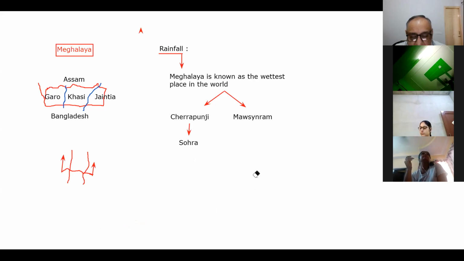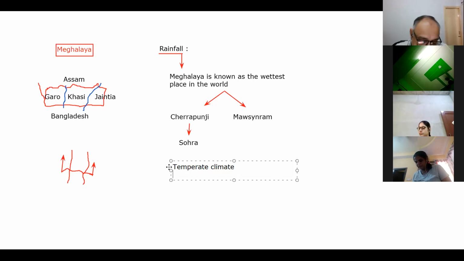So Sohra, and the other is Mawsynram. As far as the temperature or climate is concerned, there is normally a temperate type of climate in the region. We will discuss temperate climate in some later chapters. As far as the rainfall is concerned, it is approximately 12,000 millimeter, or 470 inches per year, right?